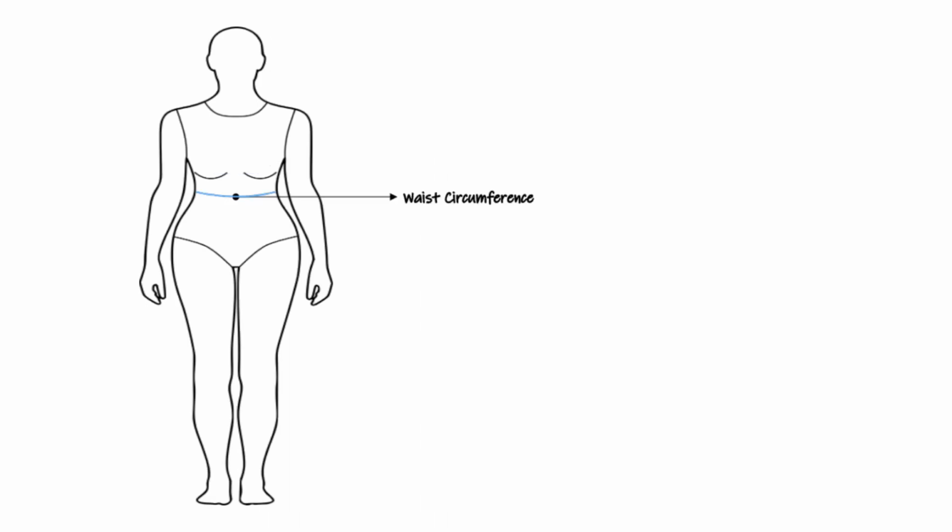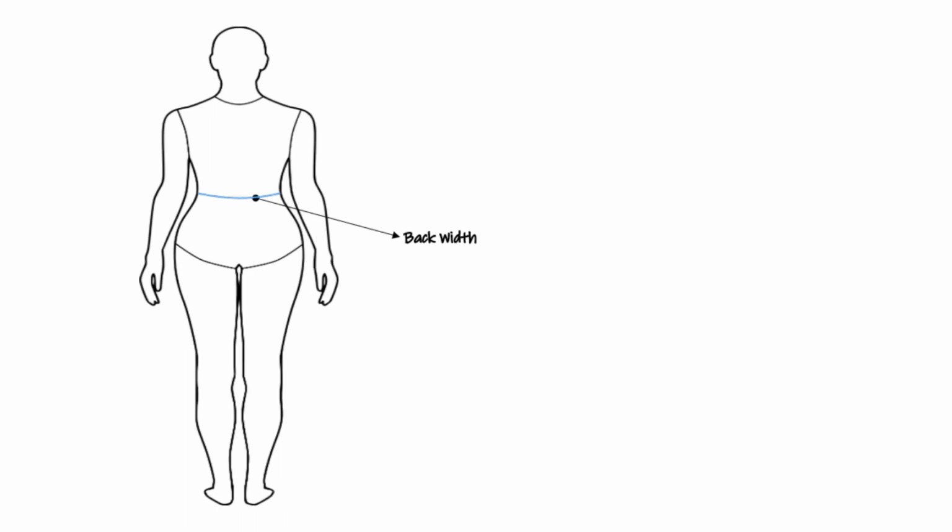Waist circumference. Measure around the smallest part of your torso at the same level as the elbows. Front width. Measure from side seam to side seam at the waist level. Back width, measure it or just subtract the front width from the waist circumference.